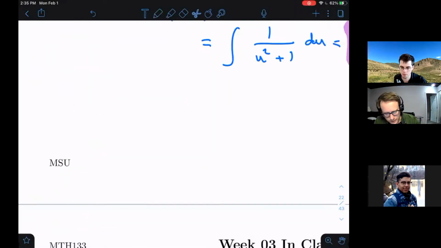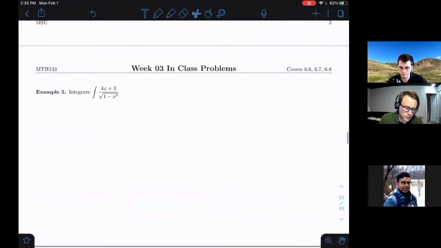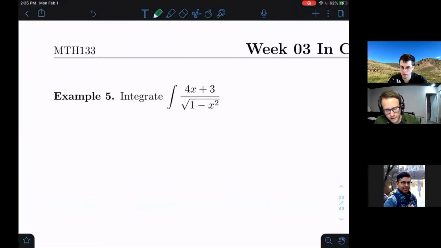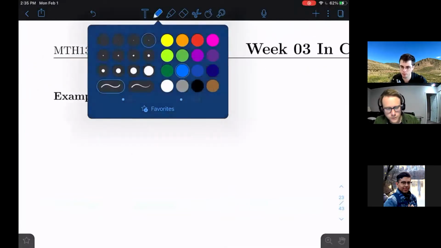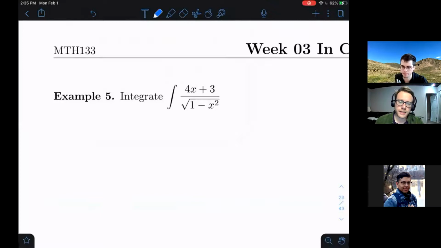All right. With that, let me talk a little bit about this problem right here, and then we'll open it up to questions. So I'd like to integrate 4x plus 3 divided by the square root of 1 minus x squared. And oops, there's a typo here. I didn't tell you what we're integrating with respect to, dx. Sorry about that.